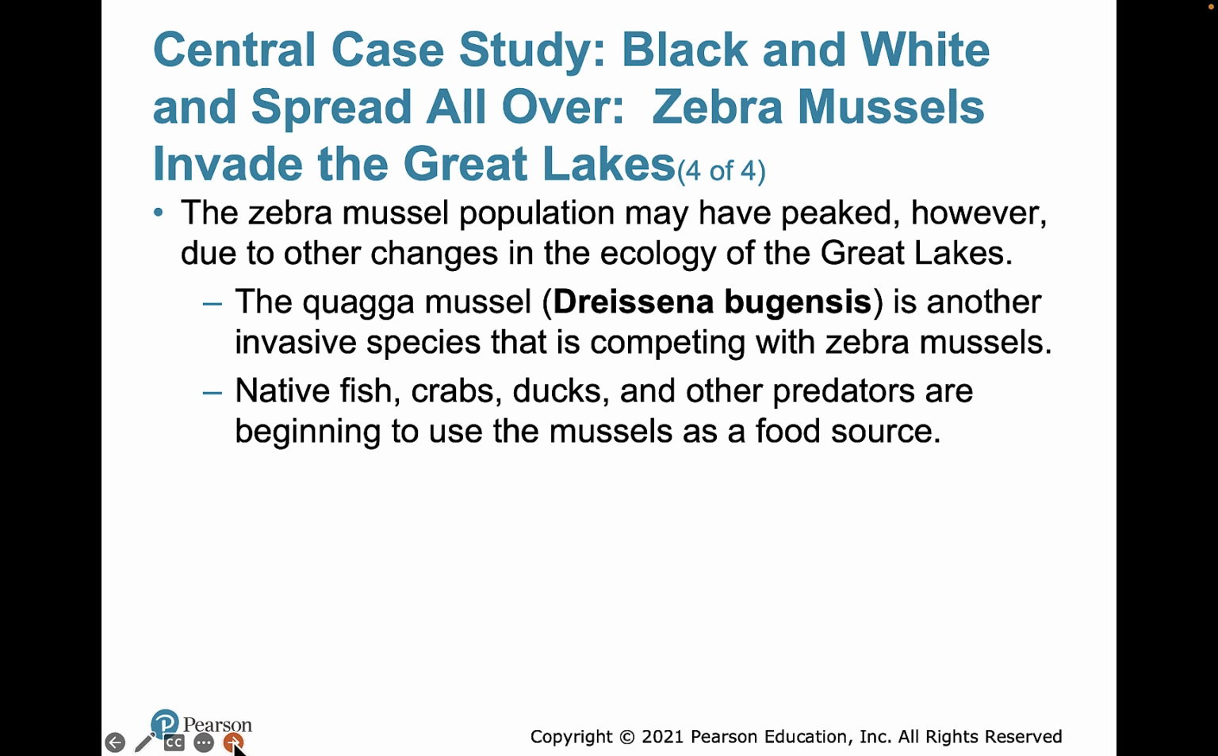They have also, the ecosystem has adapted to a degree. At this point, the zebra mussels have kind of peaked, and other species are using the zebra mussels for food, native fish, crabs, and ducks. So they're starting to see a shift in the zebra mussel population as a result of natural predation, native predation, and another mussel that's competing.